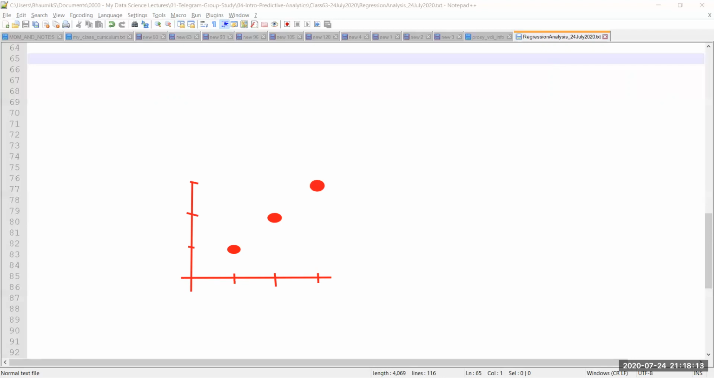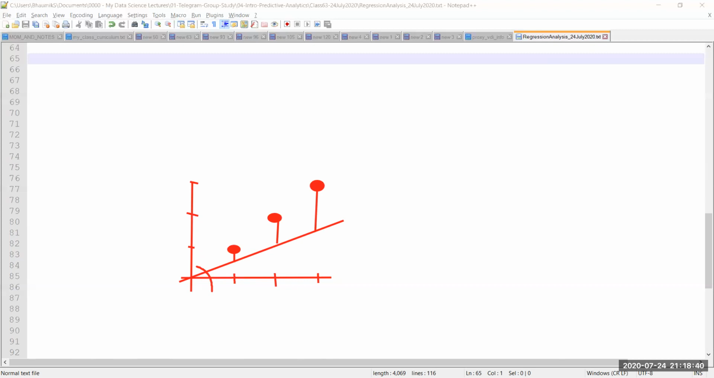Now I take a line, which is my regression line, passing through the origin, but it goes like this. So this one is the distance, this one is the distance, this one is the distance, right? For theta 1 is equal to 0.5. I have selected this angle in such a way that theta 1, my slope, has become 0.5. This is mathematically possible, right?